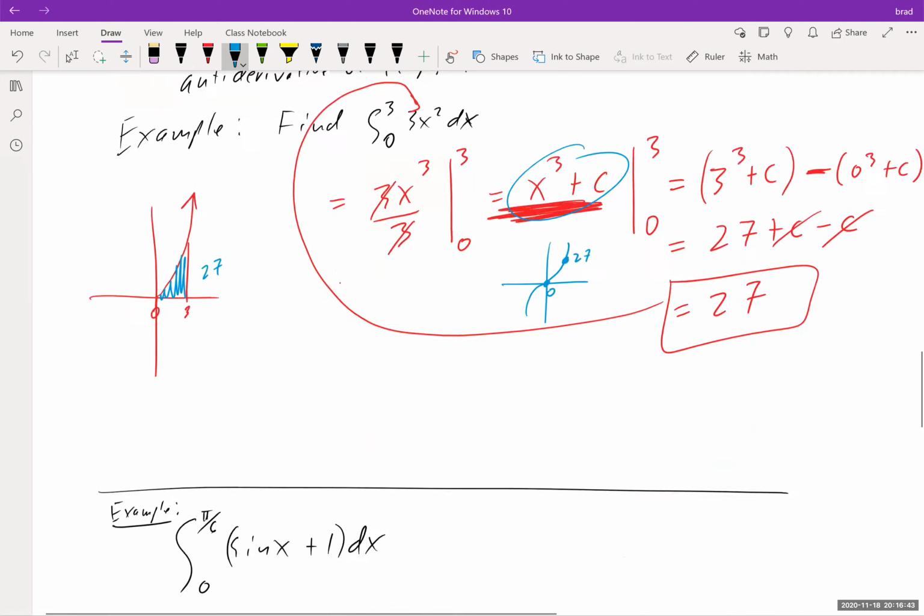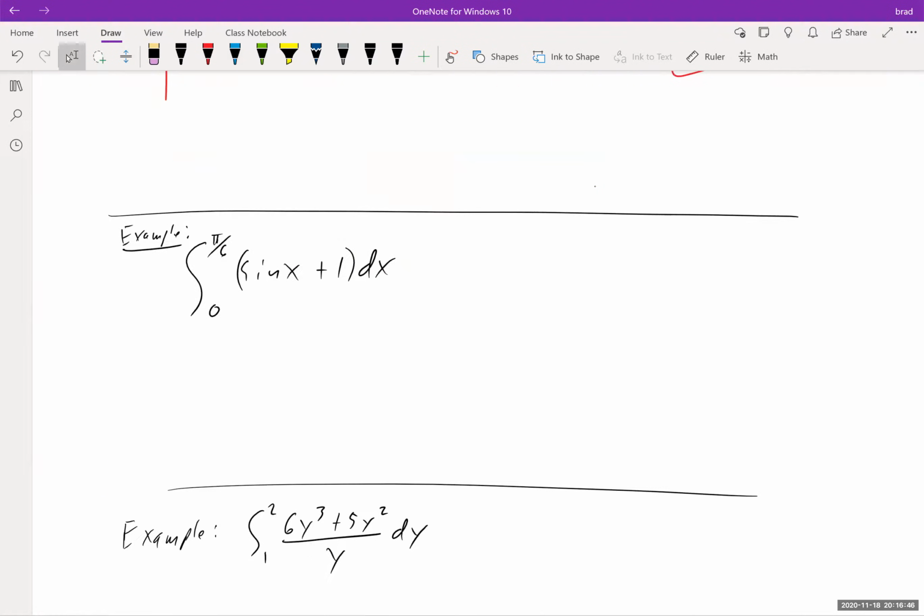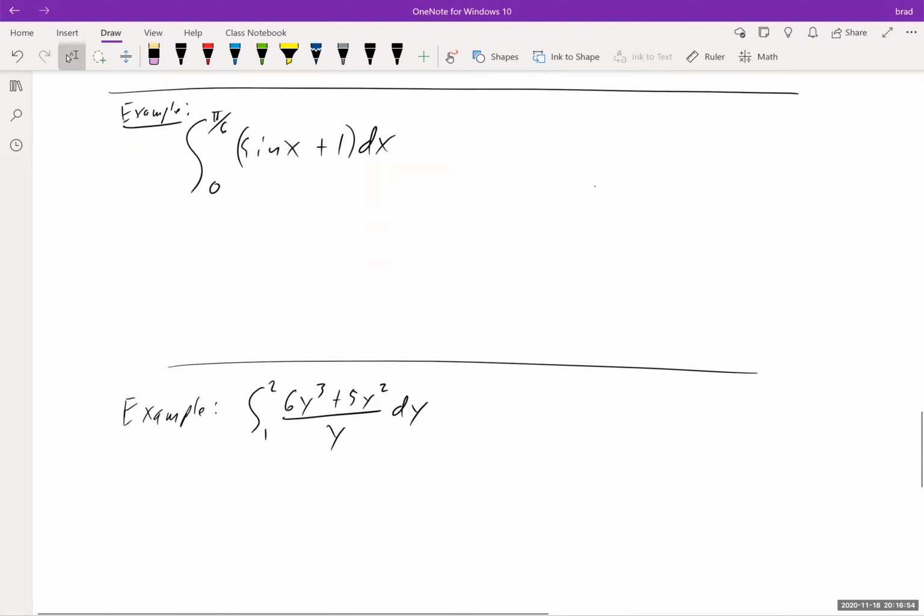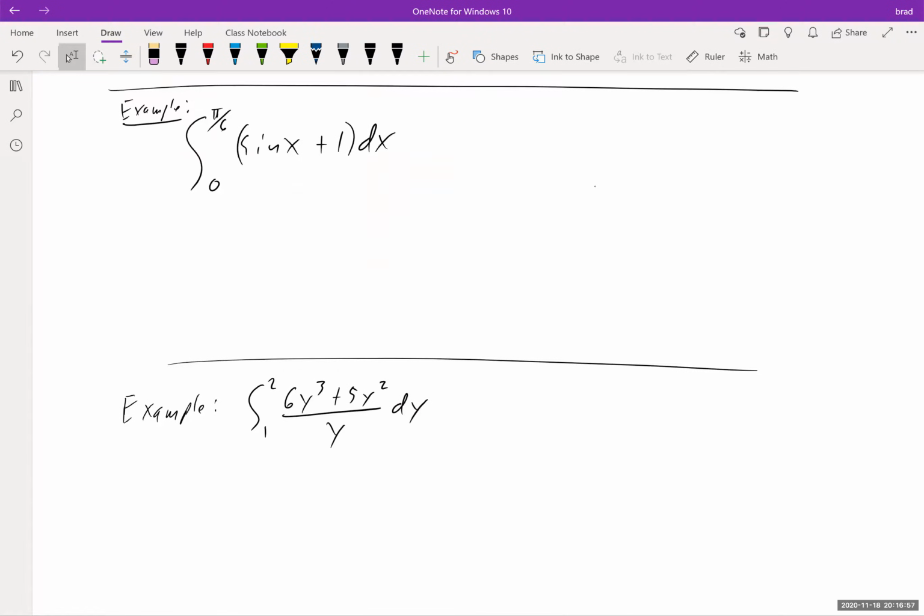Okay, so let's look at another one. So now pause the video. You guys try to find the area under the curve of sine of x plus 1 dx, from 0 to pi over 6. Pause the video and try to find the area of these two functions right here.